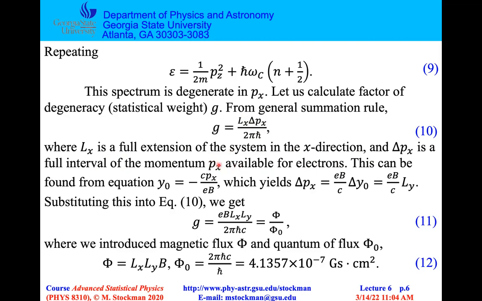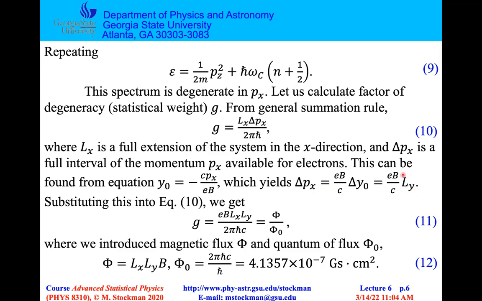This interval of px can be found from the equation y naught is minus c px over eB. Remember, y naught is the center of the Landau oscillator. So this is where the oscillator wave function is based. And we assume that the oscillator radius is much less than the total size of the system. So you consider the electron basically a point particle at the position y naught. So y naught can change in the interval of Ly.